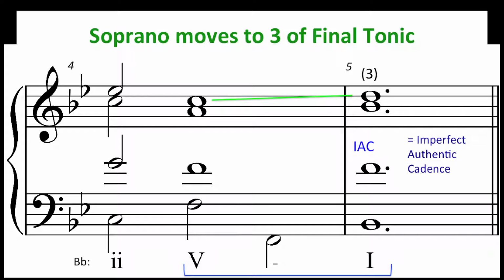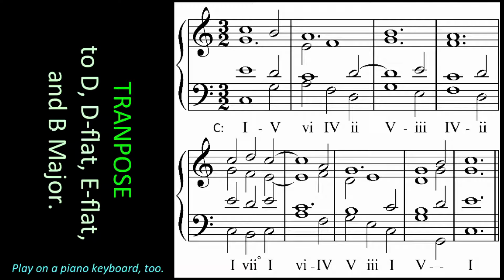All said and done, here's the next food for thought. Transposing practice. For practice, students are assigned to transpose this example from C to the following major keys: D, D-flat, E-flat, and B major. Be sure to include key signatures and label the key, chord function, Roman numerals, and cadence, whether PAC or IAC. Play each transposition in turn on your piano keyboard.